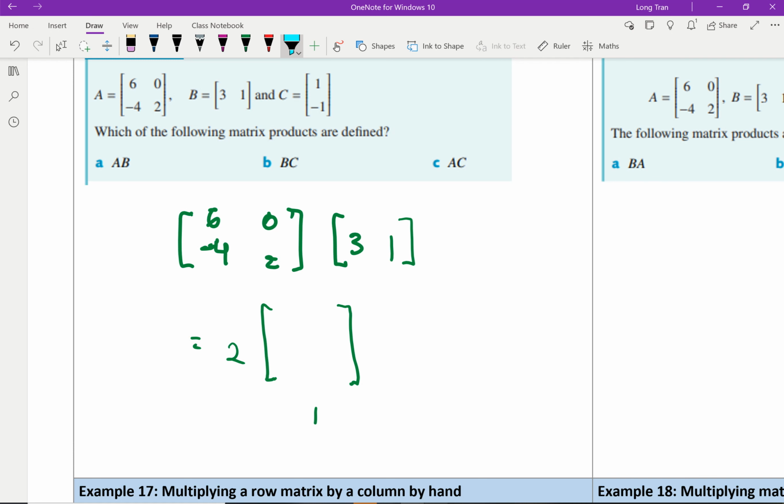Did you go first row? You do first row: 6 times 0 plus... 6 times 3 plus 2. And then 4 times 1 plus 2. Very good. I was wondering if someone was going to pick up on this mistake here.